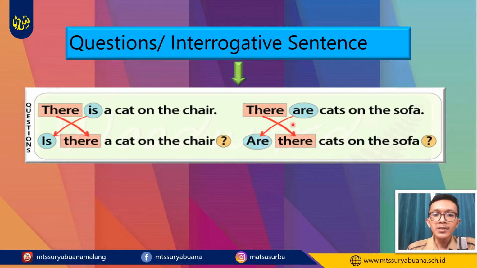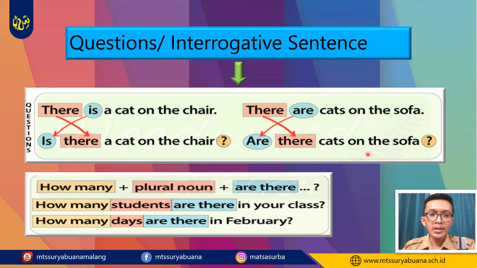Yeah, this sentence is quite similar to the first sentence, but the difference here is cat and cats. This is the singular noun, cat, it means one cat, but cat with s means more than one cat. So, cats. Are there cats on the sofa?